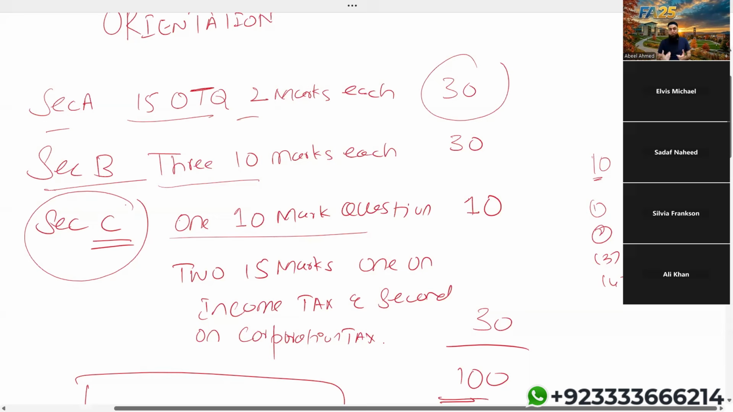Second, just an idea of the tax planning question. Second could be, for example, I want to sell an asset in the tax year 25-26. What if I delay the disposal of that asset? Is there any possibility I would get any benefit?